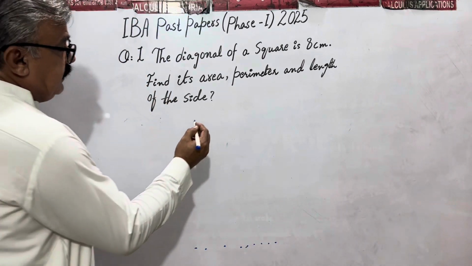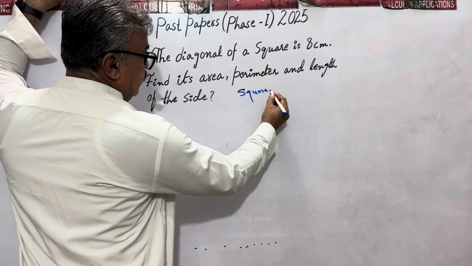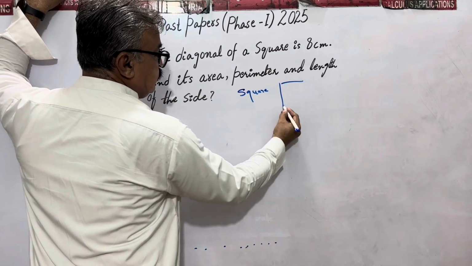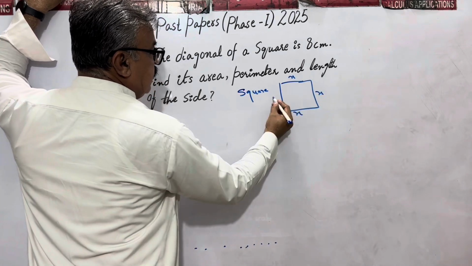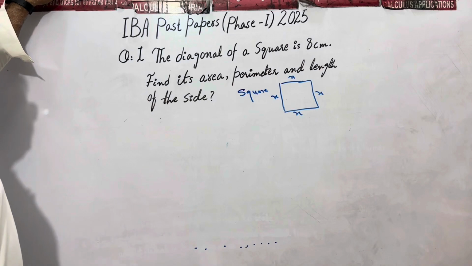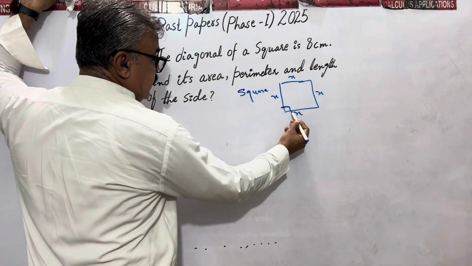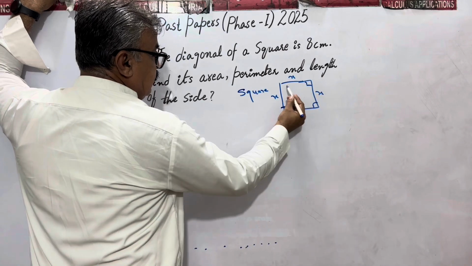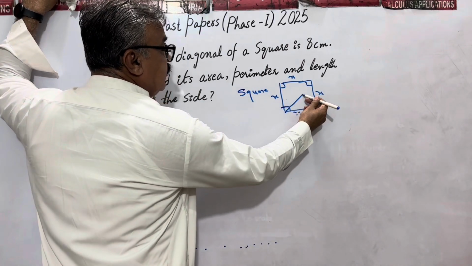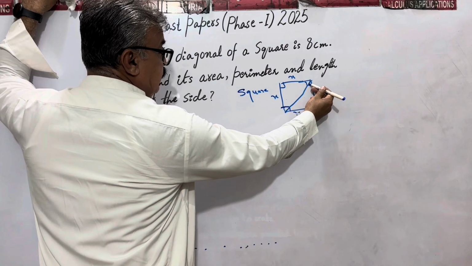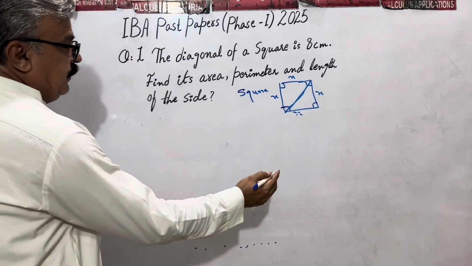Square means all four sides are equal, and each angle is 90 degrees. Suppose each side has length x. Then this is known as the diagonal. It splits the square into two equal triangles, which are equal in area.